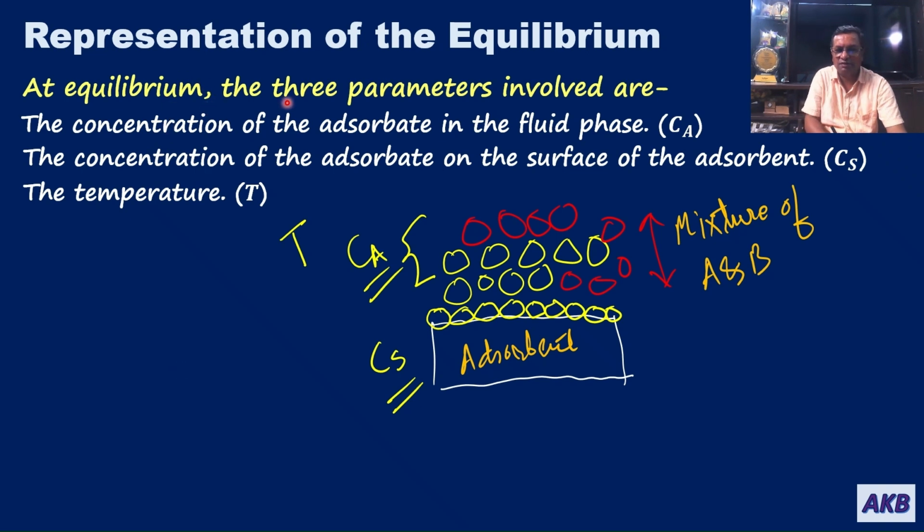At equilibrium, three parameters are involved. The concentration of the adsorbate in the fluid phase, that is Ca. The concentration of the adsorbate on the surface of the adsorbent, that is Cs. And then the temperature. So let us continue. I hope you have understood this scenario, and let us move ahead. Let me first erase this.